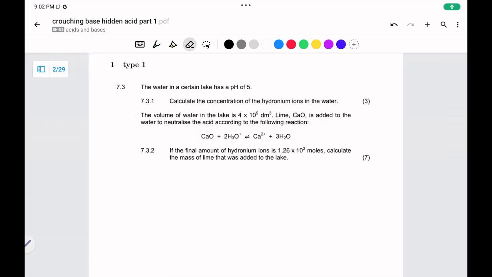Let's begin with the first problem of the type that I've just described. We have two questions here. 7.31 for 3 marks, and this 7.32 for 7 marks. We need this one. We need the information in the earlier problem for the later problem. So let's have a crack.